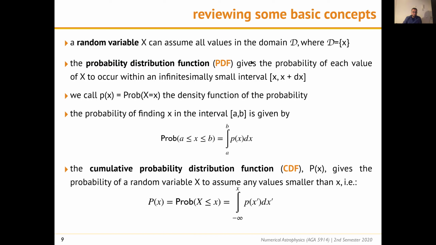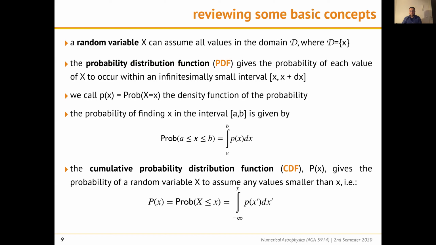The probability distribution function essentially gives us the probability of each value, small x, of X to occur within an infinitesimally small interval, x and x plus dx. We call p of x, the probability of the random variable X to assume this value x, the probability density function. So the probability of finding X within a given interval is, by this definition, just given by a simple integral.